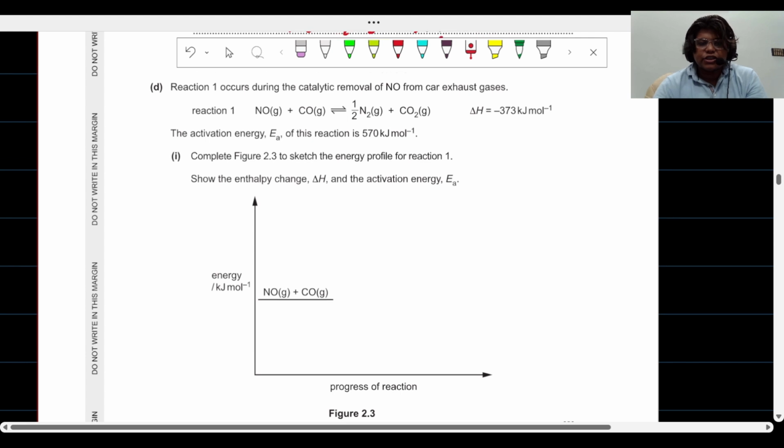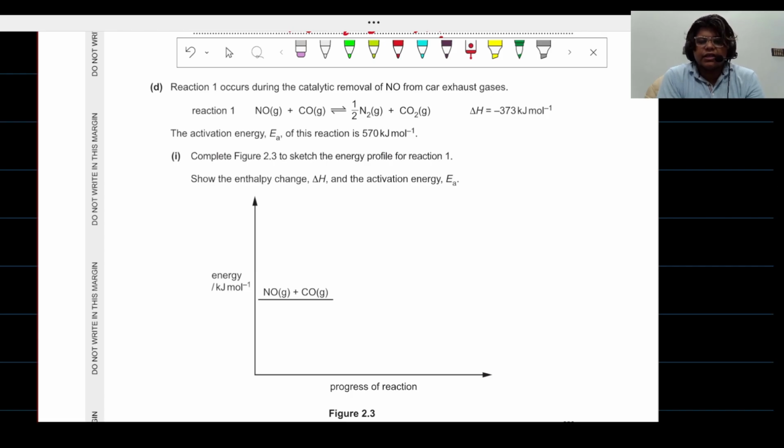Then it says reaction 1 occurs during the catalytic removal of NO from car exhaust gases, right? So we have one reaction which is occurring in the car exhaust. The activation energy of this reaction is 570 kilojoules per mole. We know the enthalpy change also. We need to complete this energy profile diagram.